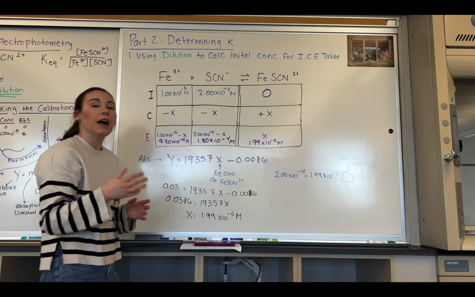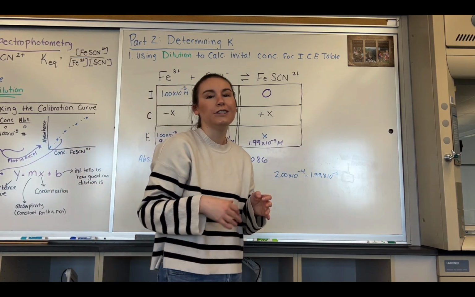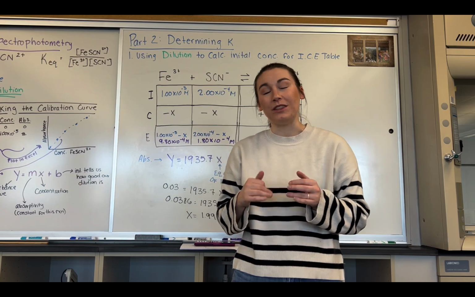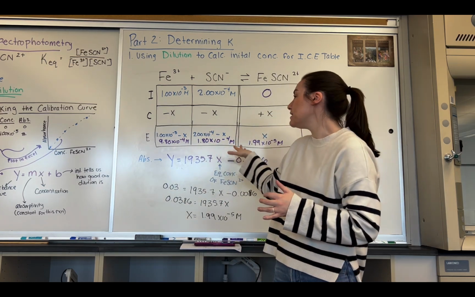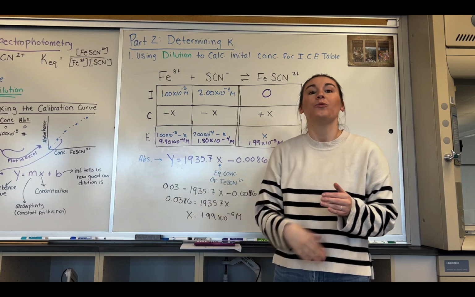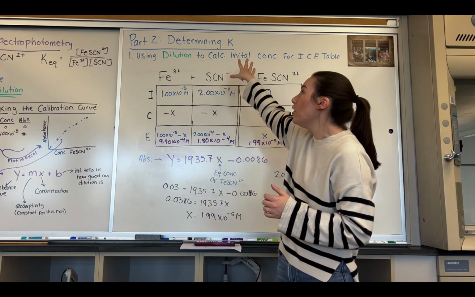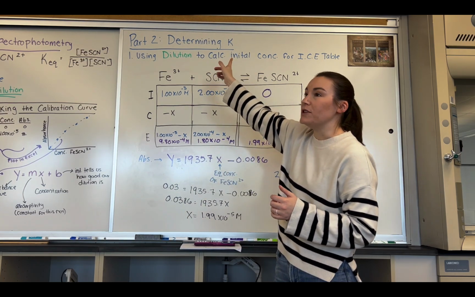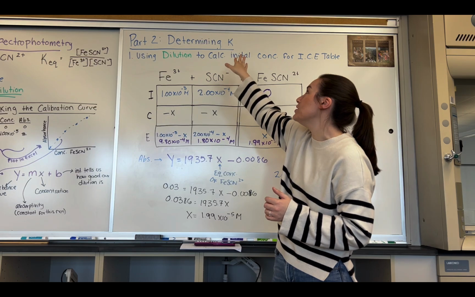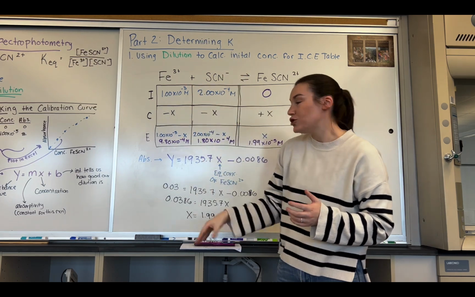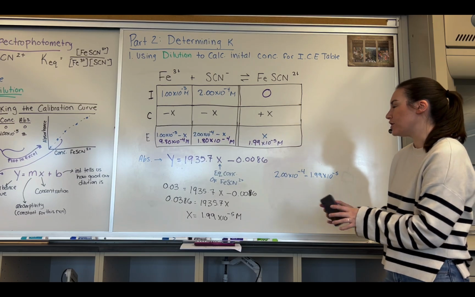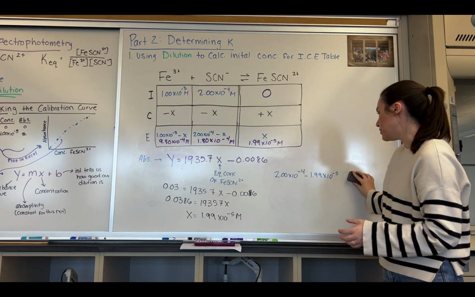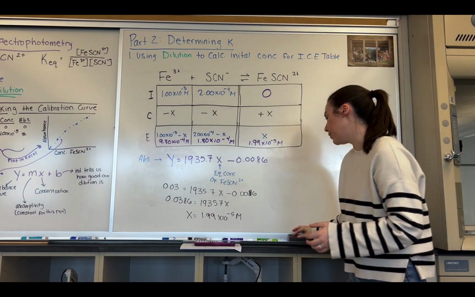Now, just because we have the equilibrium concentrations does not mean that we are done with this portion of the problem. Once you have these equilibrium concentrations, we now have to do the goal of this portion of the lab, and that is going to be determining K. So I'm just going to quickly erase my subtraction here to show how I got my concentration there. Okay, just need the extra room.